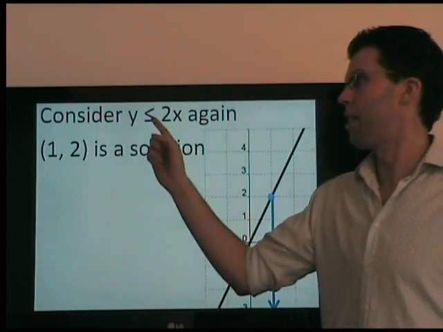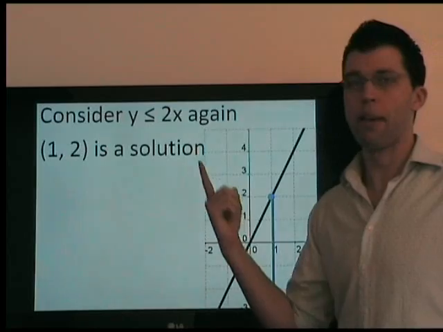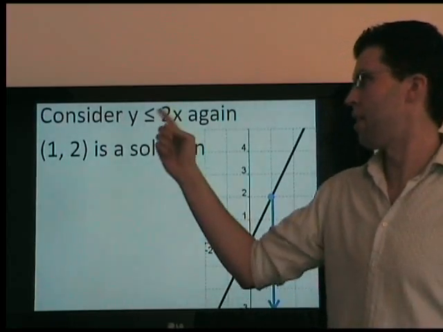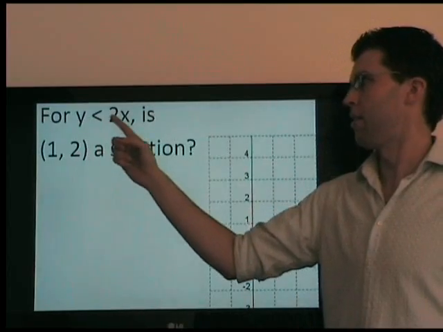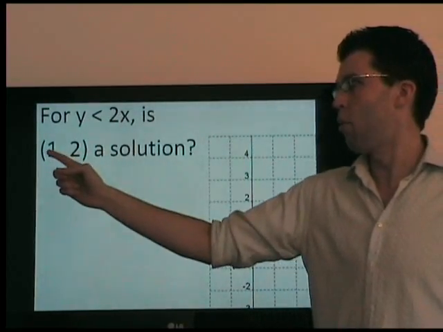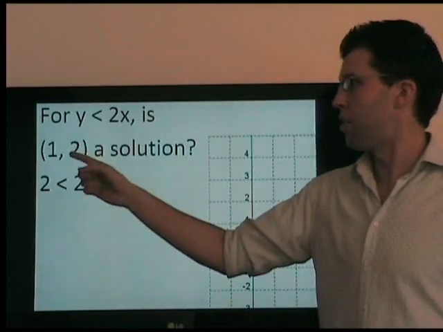Okay, let's consider this again. We know that the point 1, 2 is a solution. Why? Because when we substitute, it makes this inequality true. Okay? Now let's consider y is less than 2x. Is the point 1, 2 a solution? Well, let's substitute. Y is 2.